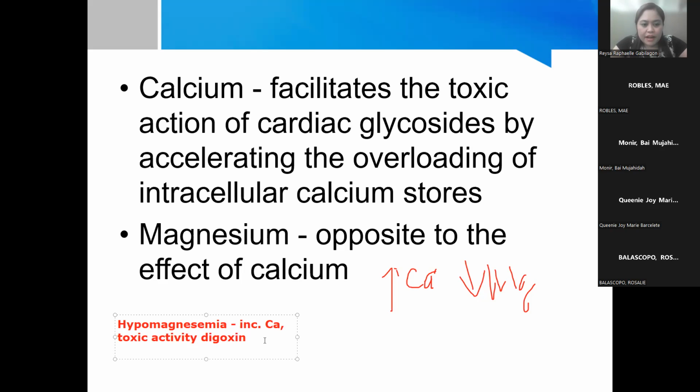Okay? Again, pag mag-hypomagnesemia ang patient, kulang siya ng magnesium. Since opposite ang activity nila ni calcium, toxic activity yan for digoxin. And that's the other way around again for hypermagnesemia. Kasi sa hypercalcemia, magkakaroon ng toxic activity yung digoxin. Itong sa hypermagnesemia, baliktad, there will be reduction.